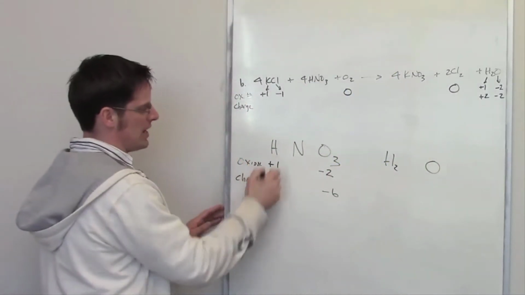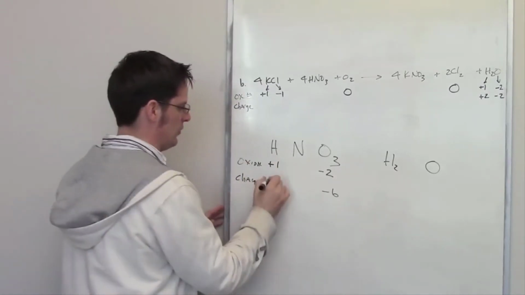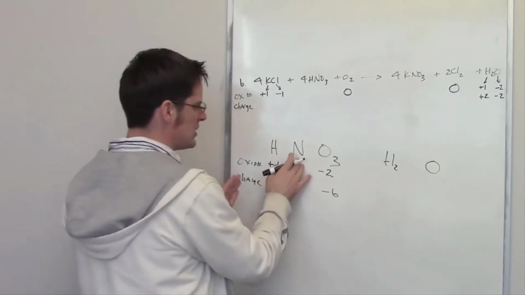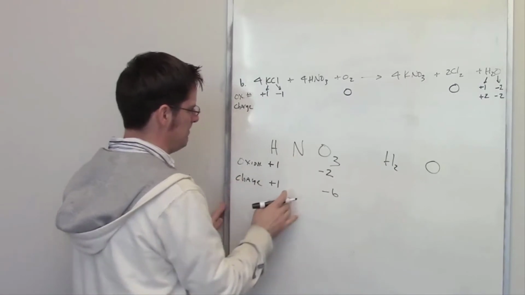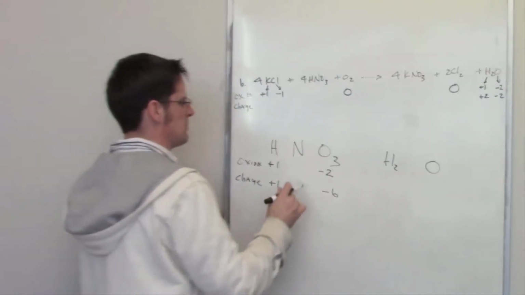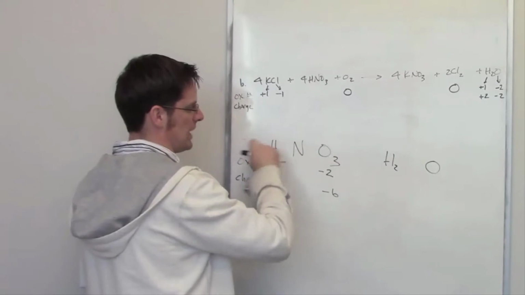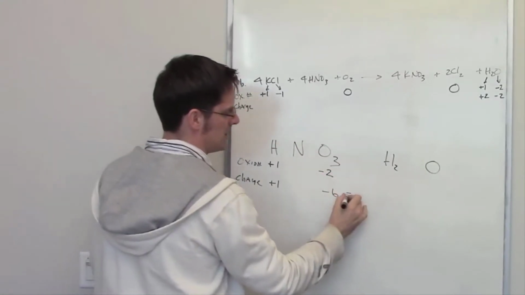There's only one of those hydrogen atoms, so its overall charge is also +1. What is nitrogen's oxidation number here? Well, that one might be a little bit confusing, but we can see that the overall charge for HNO3, there's no charge written up here, so it must be 0.